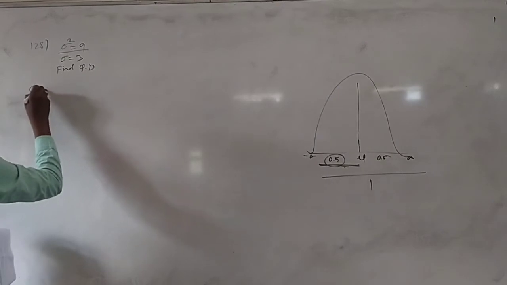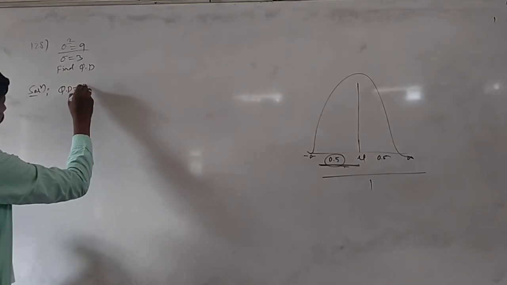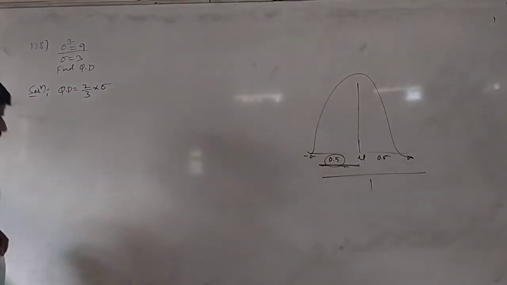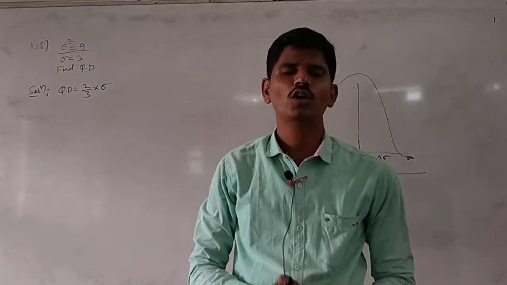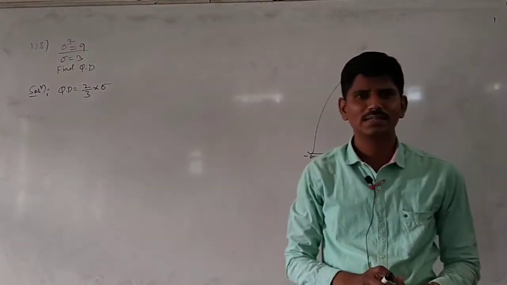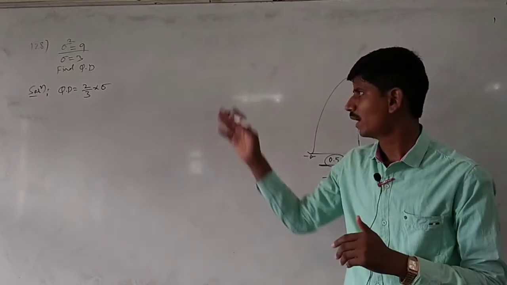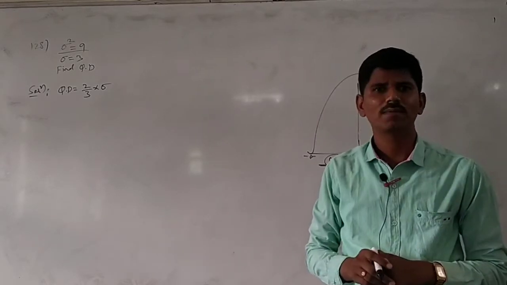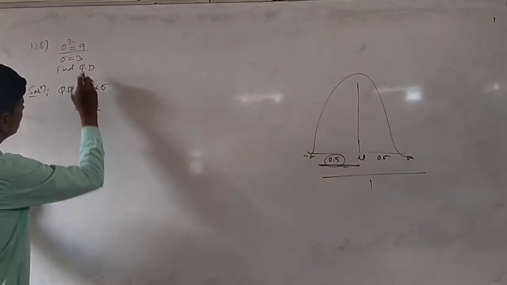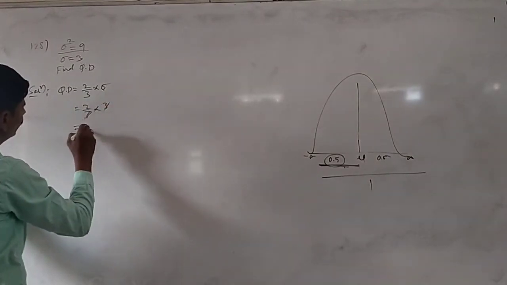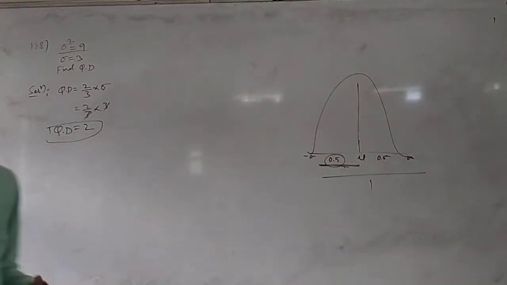Solution, it is a 2 marks solution, very very important. Apply the QD formula, QD equal to 2 by 3 sigma. It is also one property of normal distribution. For a normal distribution, standard deviation is sigma, quartile deviation is 2 by 3 sigma, and mean deviation is 4 by 5 sigma. Apply formula QD equal to 2 by 3 sigma and substitute the values: 2 by 3 into sigma, sigma value is 3. 3, 3 cancel, then we get 2. Here, quartile deviation is 2. It is a 2 marks question.